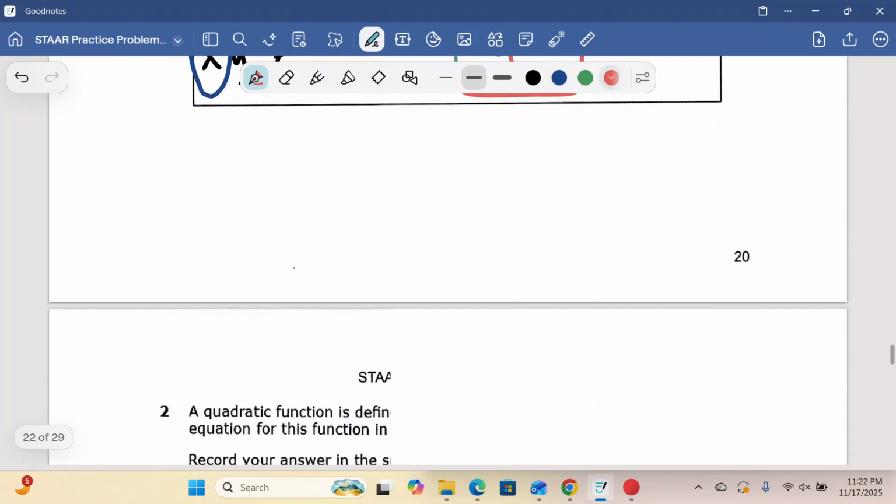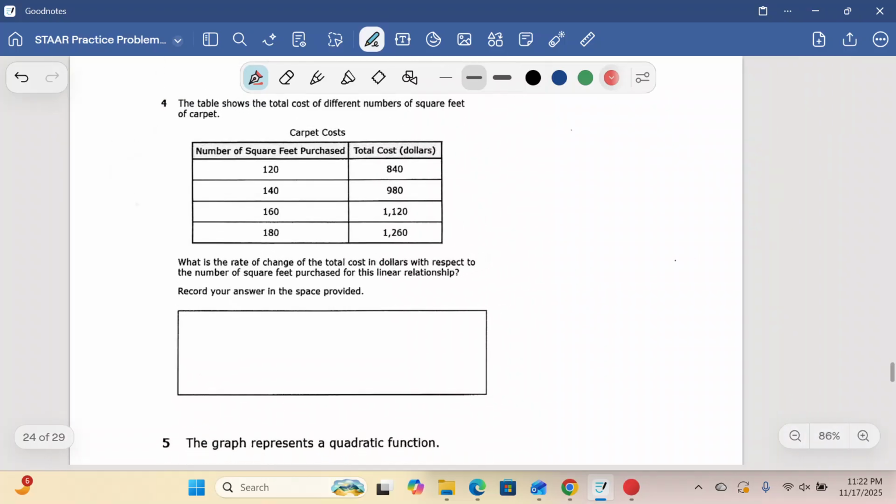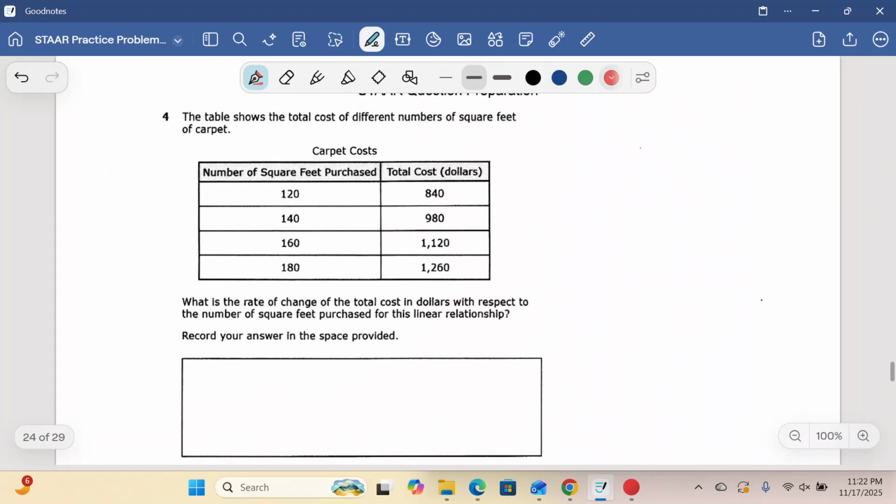Okay, a couple more that we're going to be doing. This one we're going to skip. We're going to do this one, rate of change. The table shows the cost of different numbers of square feet of carpet. We have the number of square feet, and then we have the dollar amount. So remember, one is the x, this one's a y, the dollar amount, and they're asking for rate of change. Rate of change is the slope.